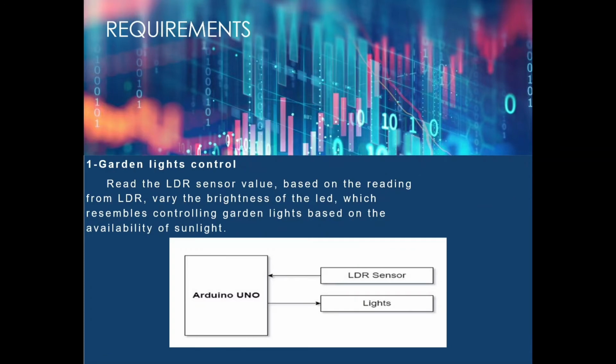In this project, we have some requirements. Number one requirement is control of garden lights. We have to read the LDR sensor value, based on which reading from LDR, the LED will glow or it will dim. If we increase the intensity of LDR, the LED will go dim, and if we decrease the intensity of LDR, the LED will glow, which resembles controlling garden lights based on availability of sunlight.